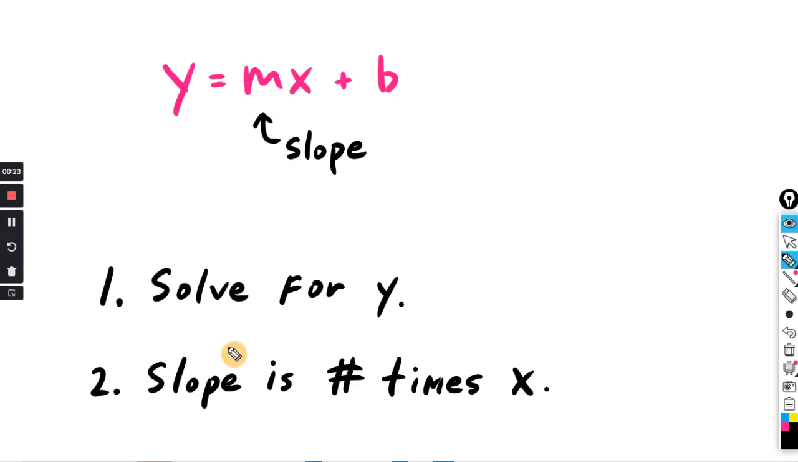All right, so when you get your equation and it's not in this form, the two steps to finding the slope: number one, you're going to solve for y. So in other words, you want to get the equation into y equals form. And number two, the slope is going to be the number that's times x. Okay, so once you get it into y equals form, you just look for the number that's times x. That's going to be your slope.